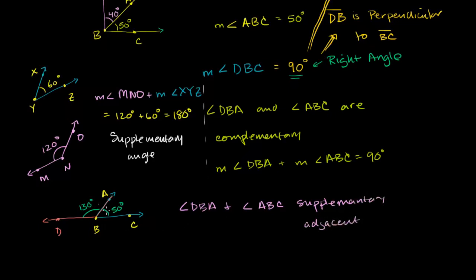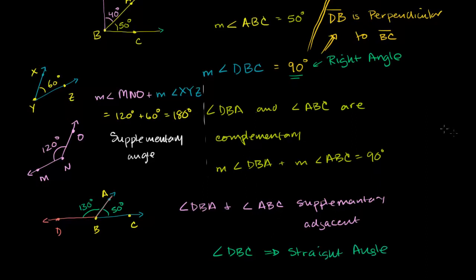And because they're supplementary and they're adjacent, if you look at the broader angle, the angle formed by the sides that they don't have in common, angle DBC, this is going to be essentially a straight line, which we can call a straight angle. So I introduced you to a bunch of words here, and now I think we have all of the tools we need to start doing some interesting proofs.